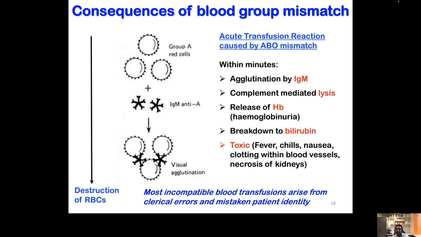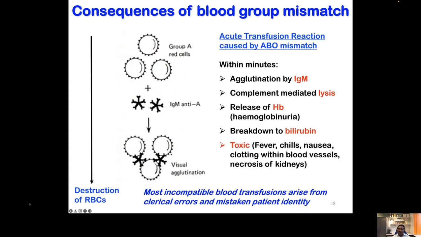But if this is happening within the body in a real life scenario, it will lead to destruction of red blood cells. So this is acute transfusion reaction caused by ABO mismatch, mainly by these antibodies, and it can cause the agglutination. And then after this complex is formed, complement mediated lysis will happen. Complements are important components of the immune system. They will bind to the antigen antibody complex and make pores and try to remove them from the body. That's their main role.